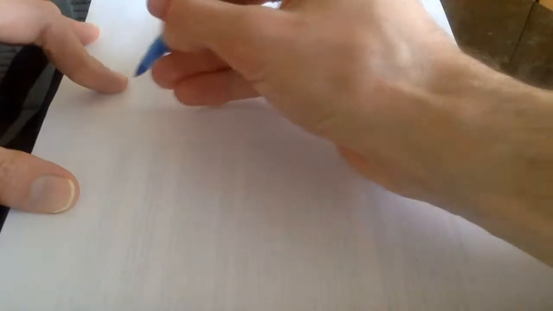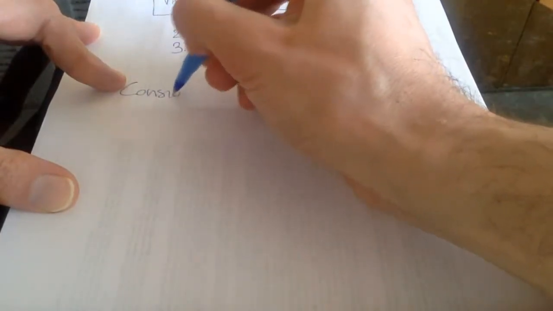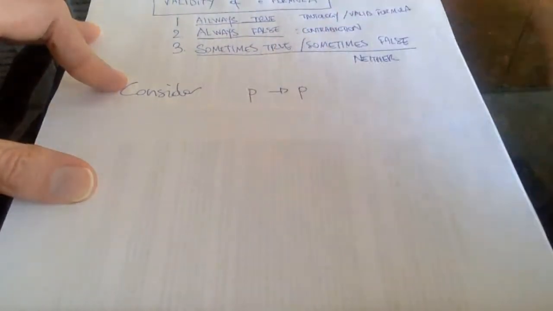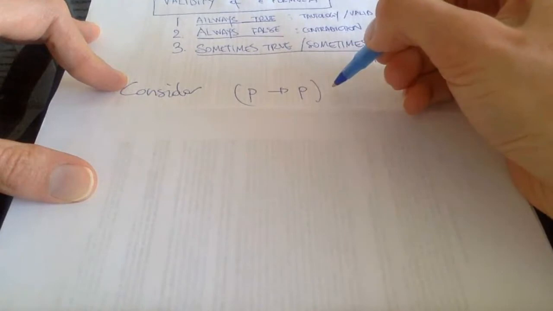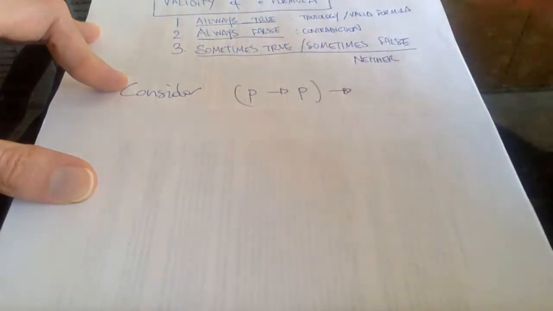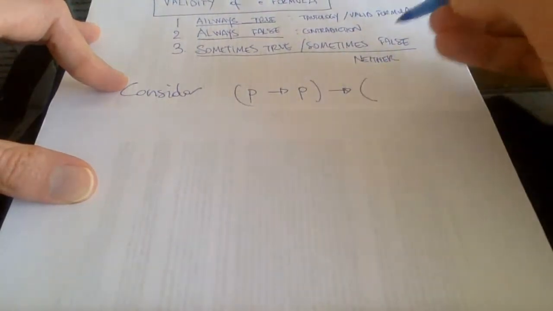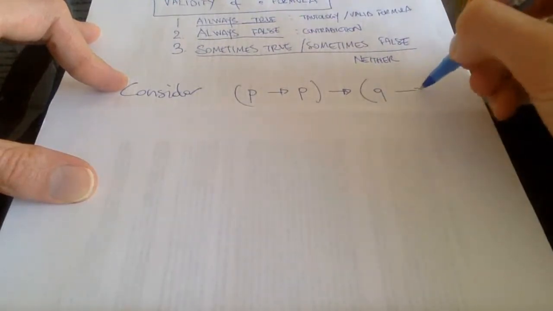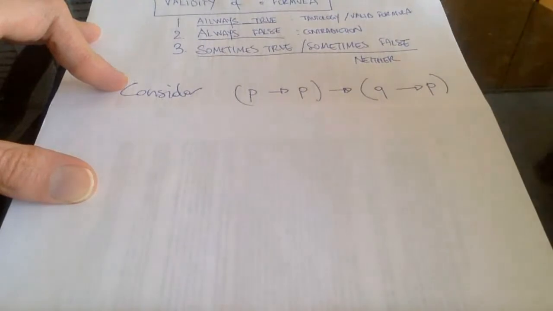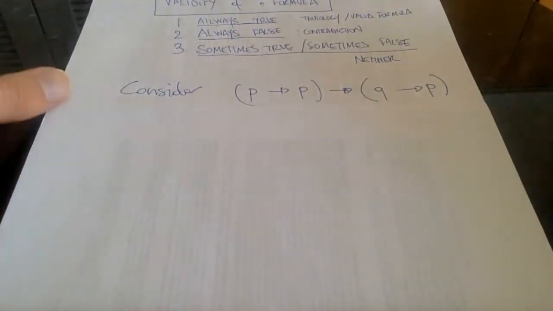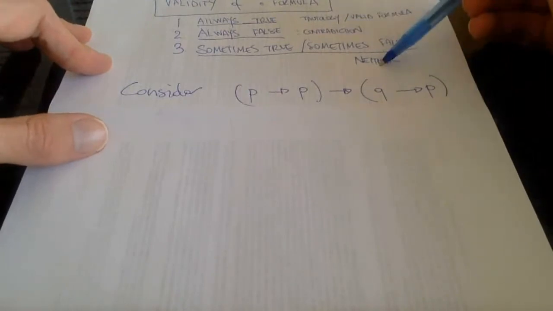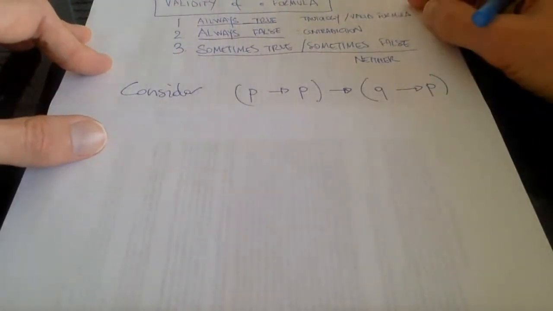So consider the following formula. P implies Q implies P. All right? So is this formula a tautology, a contradiction, or neither? That's what we need to check.